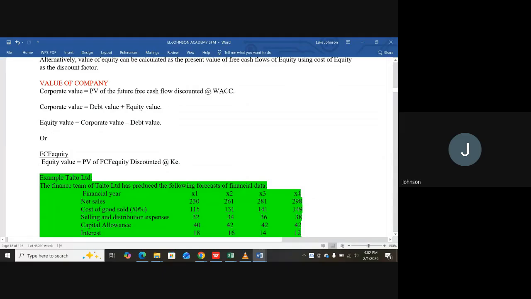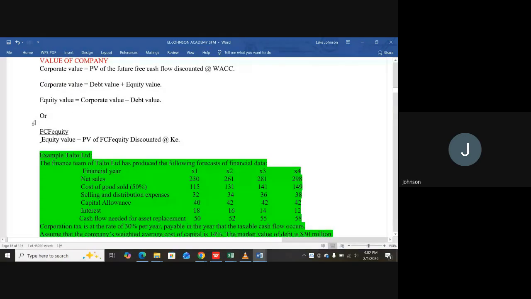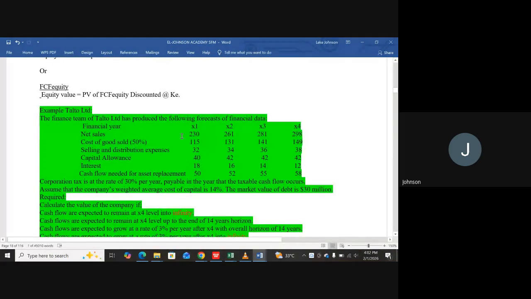Then I say that equity value equals the corporate value minus the debt value. Or we can also say free cash flows to equity divided by equity value equals the present value of free cash flows to equity discounted at the what? The cost of equity. So let's get a question.